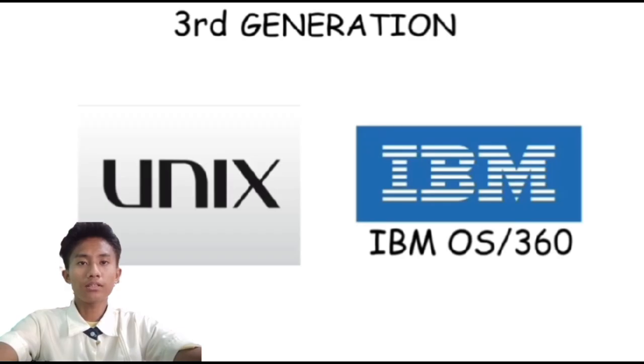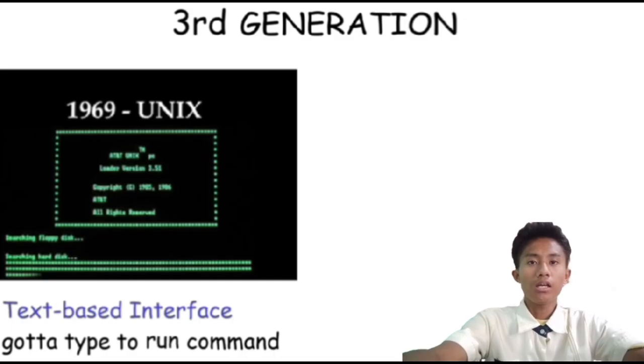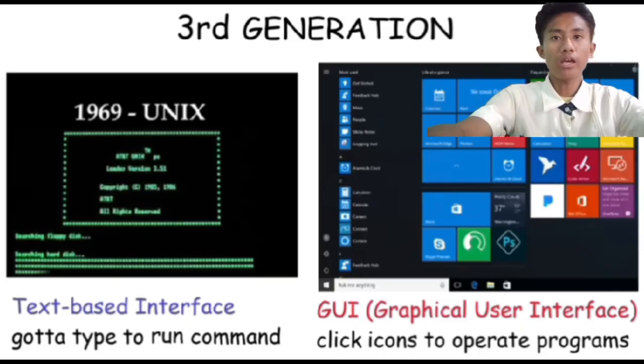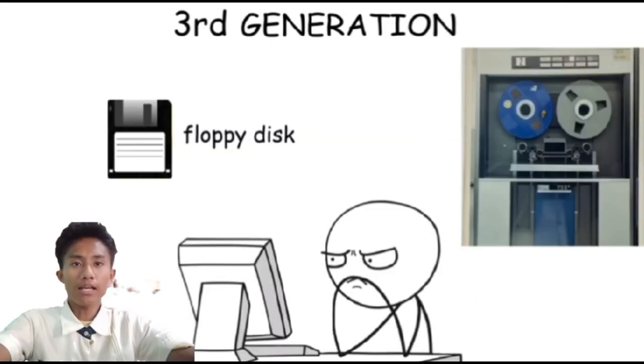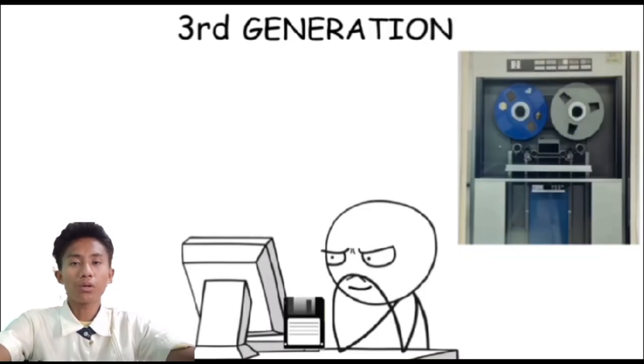Also, operating systems like Unix and IBM 360 started to show up as well. However, the interface at the time was still text-based instead of graphical like what we have today. And lastly, floppy disks started to show up, so they became the preferable storage for computers because they're more portable and convenient compared to magnetic tapes.